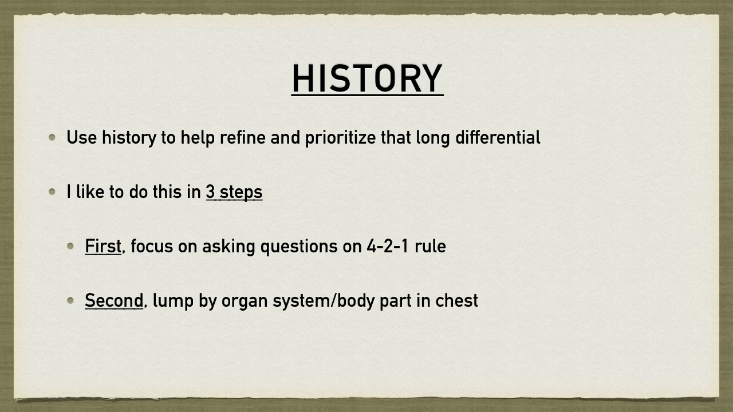Next, you can perform a general review of systems going through by body part. And you can start with things in the chest first, and then move on to things outside the chest. Don't forget about that. Consider abdominal etiologies that could be causing referred chest pain. Consider things like herpes zoster on the skin that could be causing chest pain. This will help ensure that you think of as many things as possible.